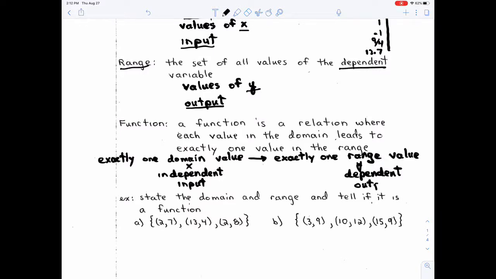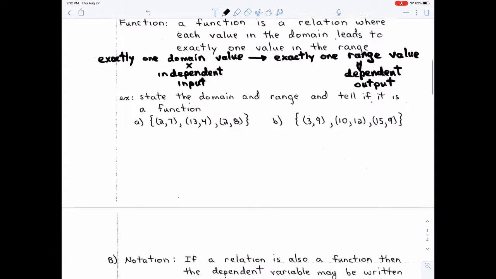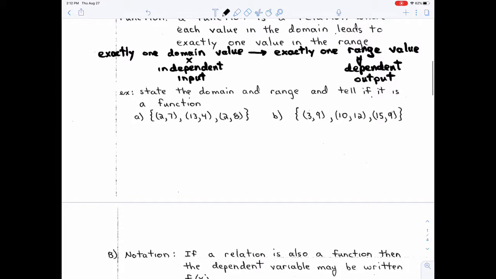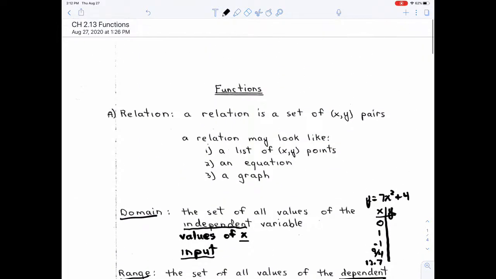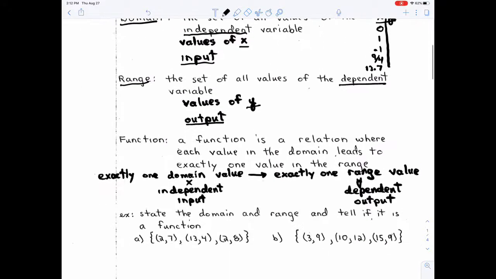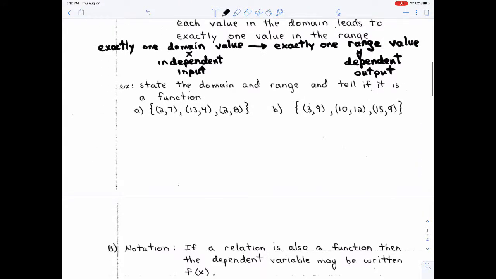Okay, so what's that look like? What are some examples of domain, range, and whether something's a function or not? Here I'm going to start with xy pairs. Remember, I can be looking at xy pairs, equations, or graphs. Equations we're going to do later. But we're going to start with xy pairs. Not that they're the most valuable thing, but I think it's easier to explain definitions using these. So state the domain, state the range, and tell if it's a function.